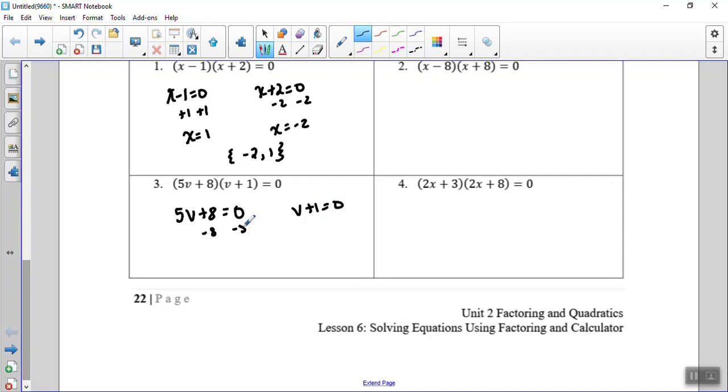Here I'm going to subtract 8 and then divide by 5. And then b equals negative 1. Write it in set notation. So you have negative 8 over 5 and then negative 1. I guess this is smaller. If you wrote this number first and this number second, that's fine, as long as you get the correct answers. Okay.